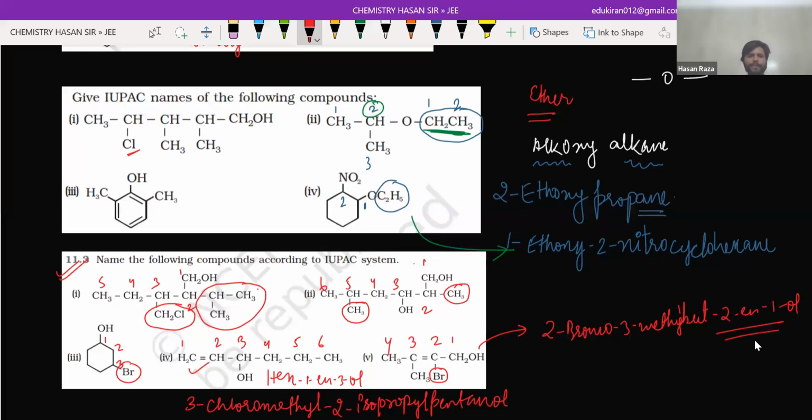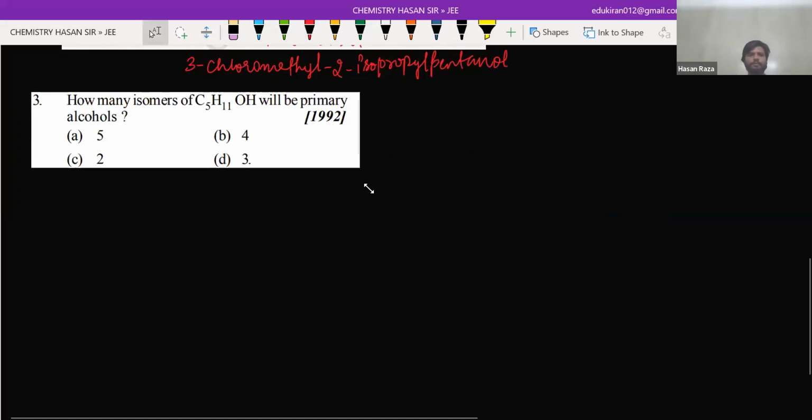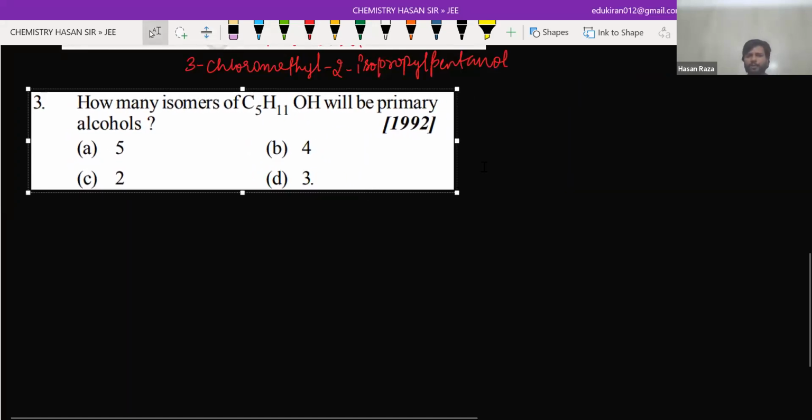Is that clear, everyone? Very good. Okay, moving to the next question. Tell me, Sahid, Madiha, simple question, the same question that we already did in the previous chapter. How many isomers of C5H11OH will be?